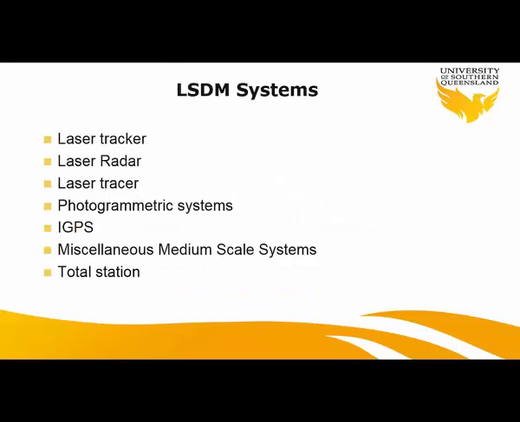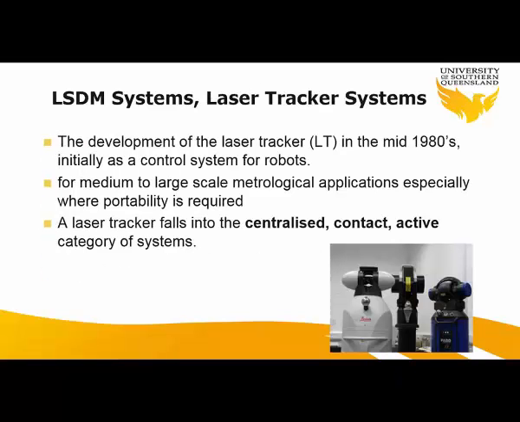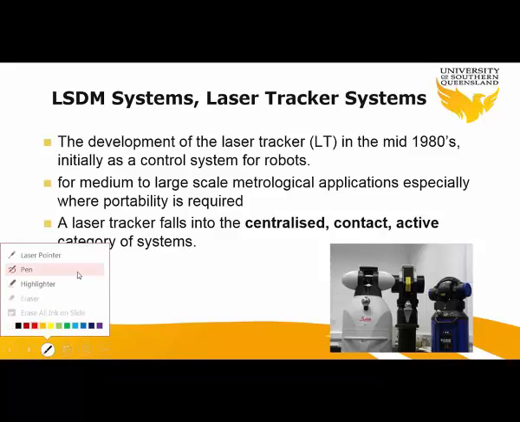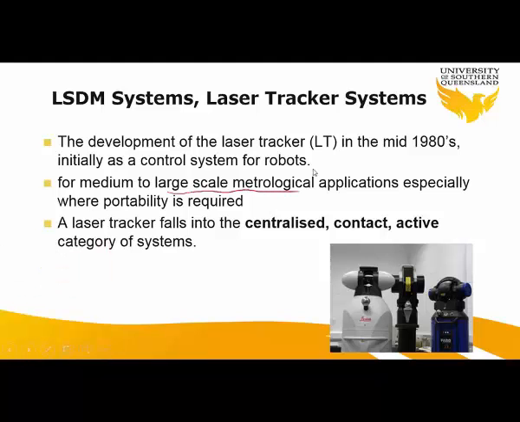Here I'm going through some of the main larger scale dimensional metrology systems, and we are going to explain each of them individually. The list of them are laser tracker, laser radar, laser tracer, photogrammetric system, RGPS, and then we have medium scale systems, and total station is the last one. The first one is the laser tracker system. Laser tracker was developed in mid-1980s, and is pretty much used for larger scale metrology applications. So if you have any big device, you might go for this laser tracker system.